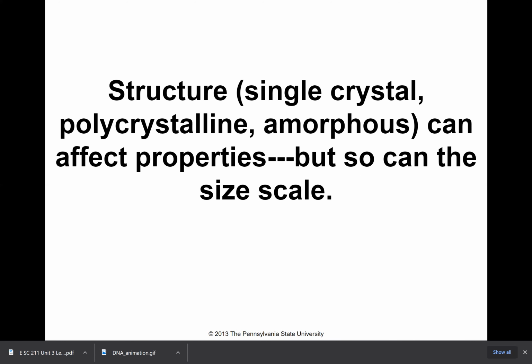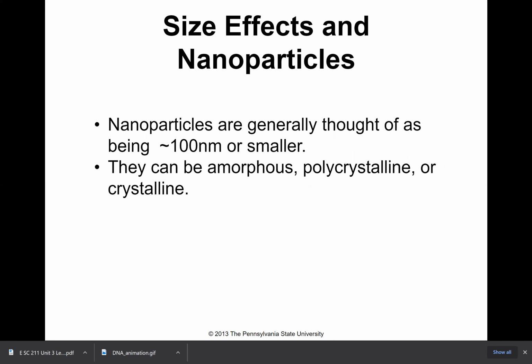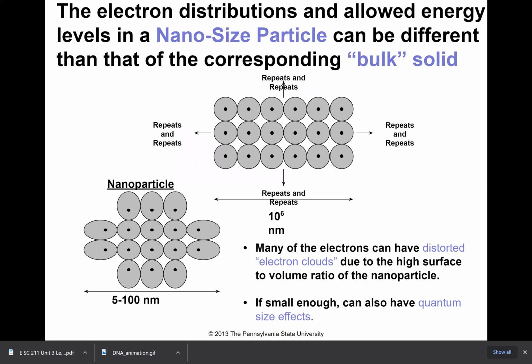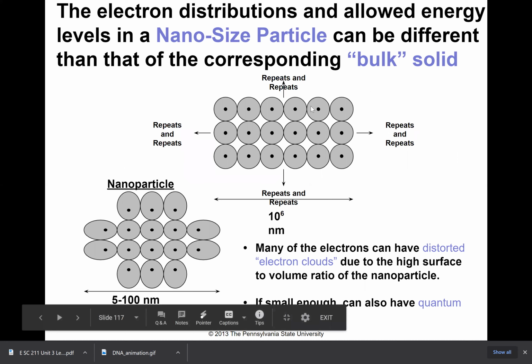So single crystal, polycrystalline, and amorphous can affect properties, but so can the size scale. Size effects and nanoparticles. Nanoparticles are generally thought of as being less than 100 nanometers. They can be amorphous, polycrystalline, or crystalline. So why does that matter? Well, we talked about this, I think, in the other project.